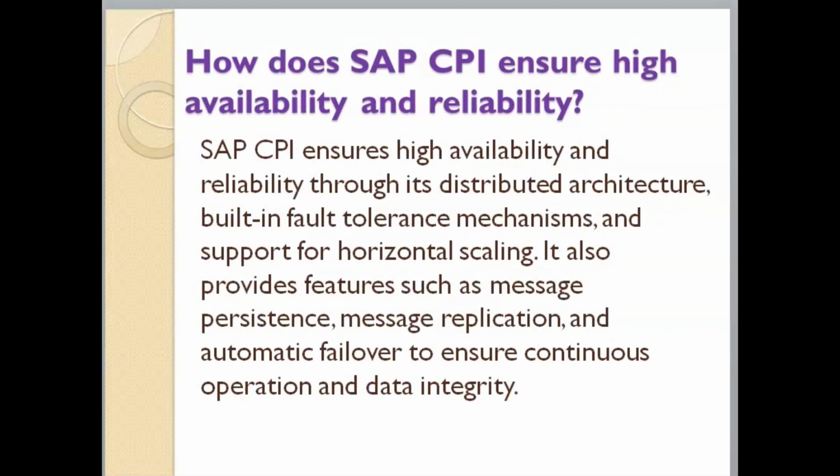How does SAP CPI ensure high availability and reliability? Answer: SAP CPI ensures high availability and reliability through its distributed architecture, built-in fault tolerance mechanisms, and support for horizontal scaling. It also provides features such as message persistency, message replication, and automatic failover to ensure continuous operation and data integrity.